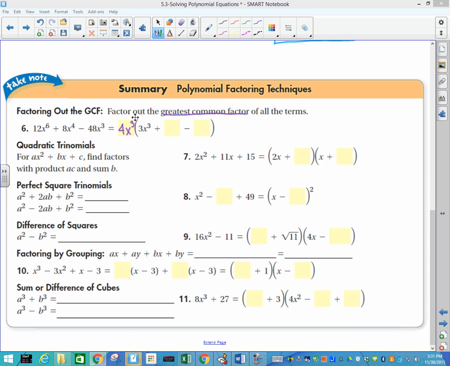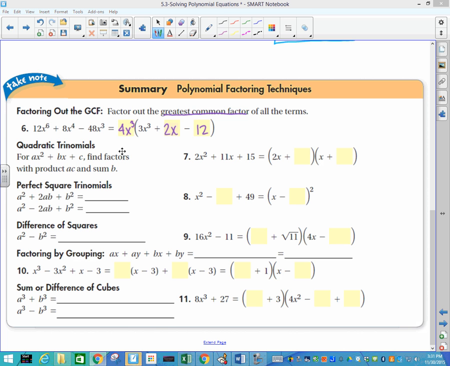8 divided by 4 is 2. And if I had 4 and I took 3 out, I have 1 left. 48 divided by 4 is 12. And x cubed, so that's kind of the whole thing right there. I didn't have any x's left. So that's an example of factoring out the greatest common factor. Always look for a number and a variable.